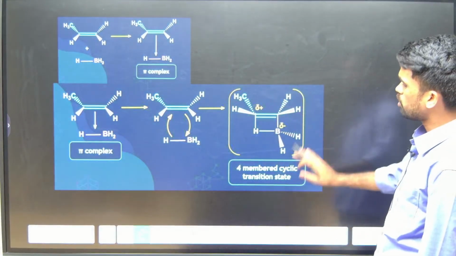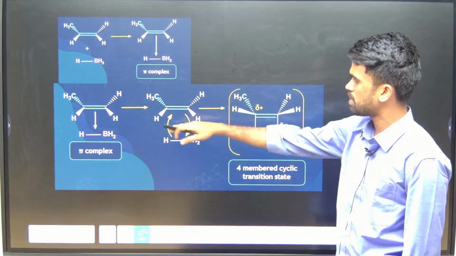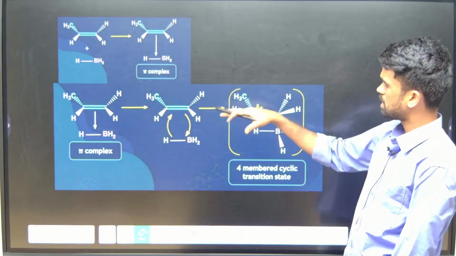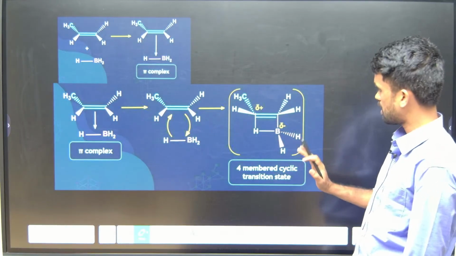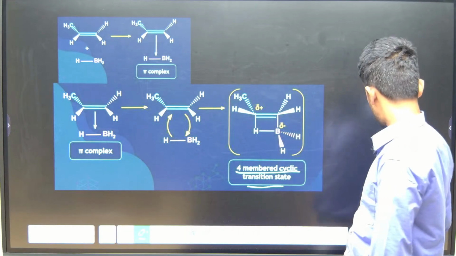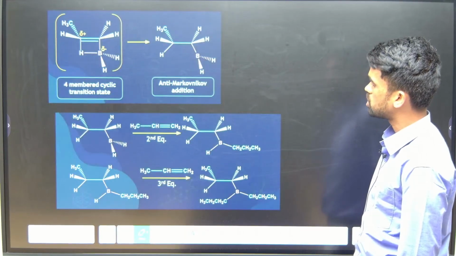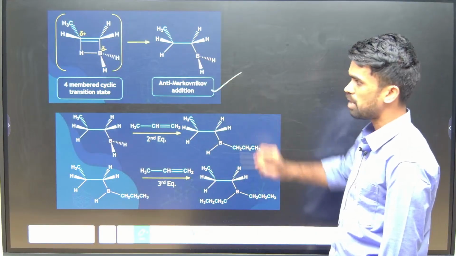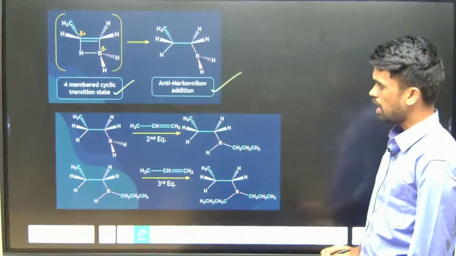So this is how you can remember the cyclic transition state mechanism I told you. Anyway, a clear description is there for the mechanism step. So a 4-member cyclic transition state is observed like this. That's why we are saying it is a syn addition. And it follows the anti-Markovnikov rule, as a 4-member cyclic transition state is seen here. I hope it is clear.